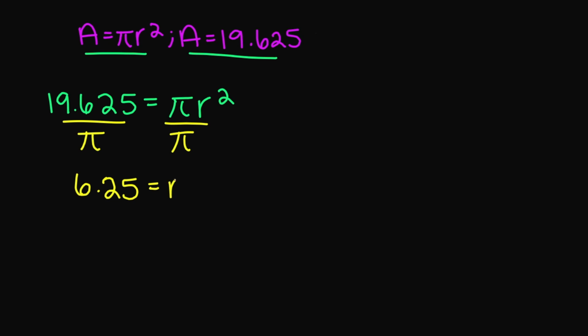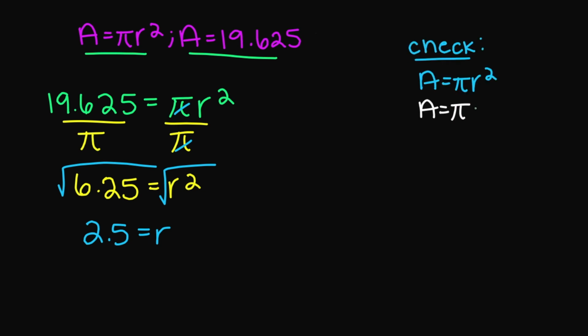And this is going to equal r squared because the pi's here are going to cancel out here on my right side. Now I'm going to take the square root of both sides, and the square root of 6.25 is going to be 2.5, and this is going to equal r. So your radius for this example is 2.5. And if I want to check my work, you're going to do A equals pi times r squared, and that's going to be 2.5 squared.